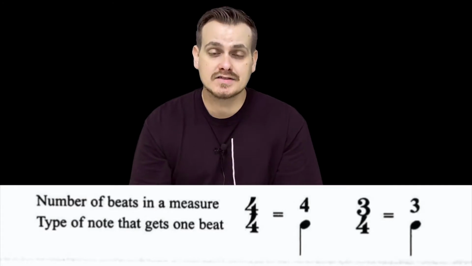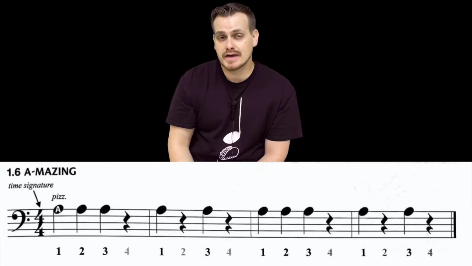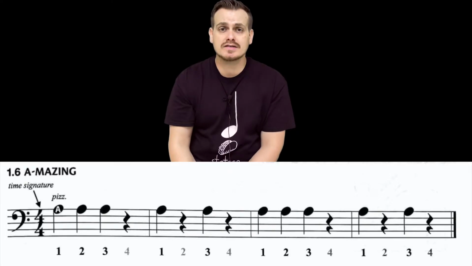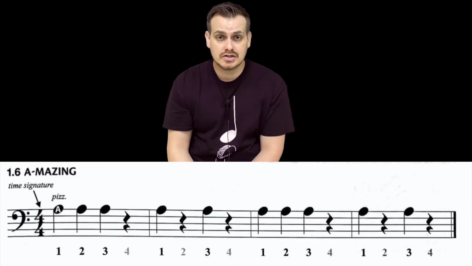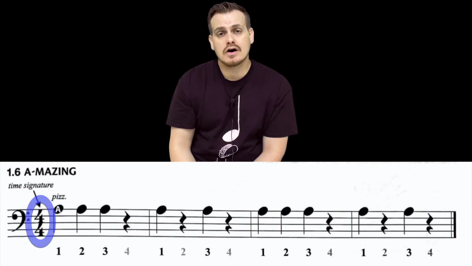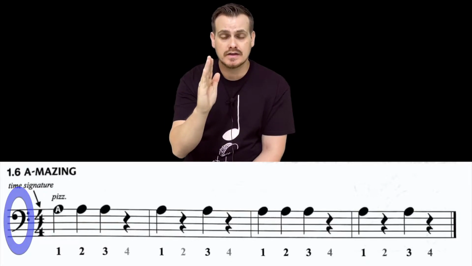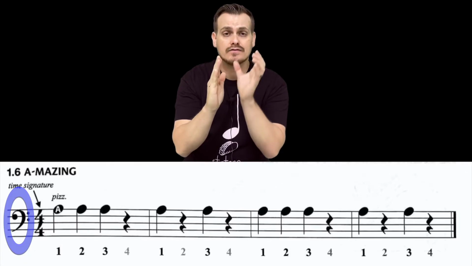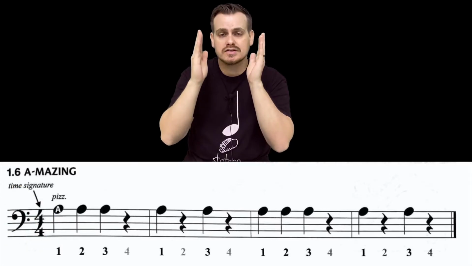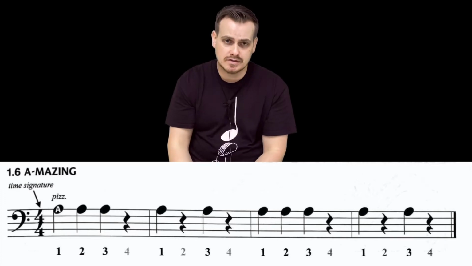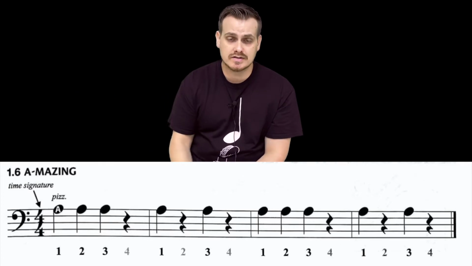We know that. Let's all take a look at 1.6 Amazing. So Amazing already gives us a time signature. What time signature does it show? It shows 4/4 time. You also notice the order that you have there. You have your clef first, then a little space, and then you have your time signature. Okay, now there's no bar line there. We just know that the music starts right after the time signature, so we don't need a bar line there. But you do have other bar lines to separate the rest of the measures.